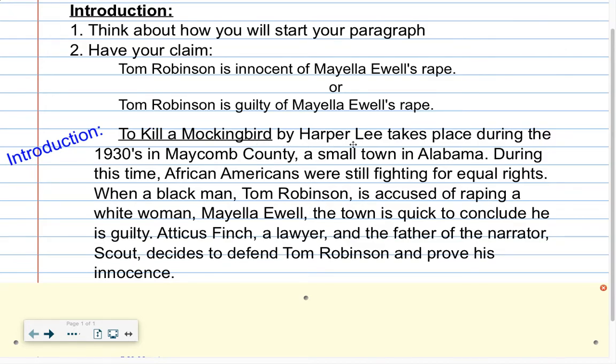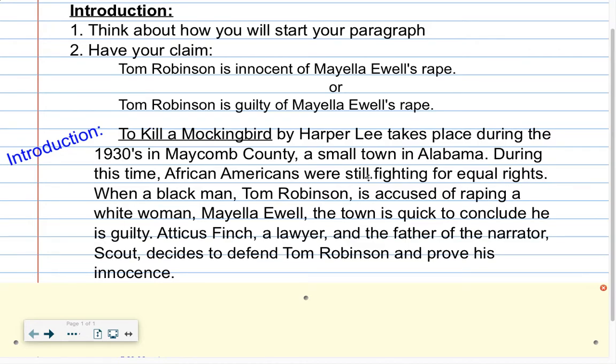To Kill a Mockingbird by Harper Lee takes place during the 1930s in Macomb County, a small town in Alabama. During this time, African Americans were still fighting for equal rights. I include this information because I'm obviously going to be talking about the trial involving Tom Robinson. So I want to tell my audience some of the cultural and political things that are going on when the story is being told.